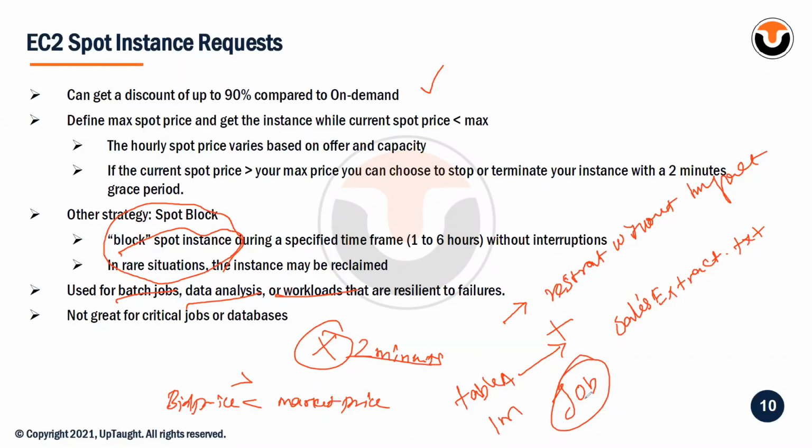What happens when the job fails? All you do is create another spot instance with a bid a little higher, and then restart it. That's what they call being resilient to failures. This cannot be used for critical jobs or for databases which require high integrity and cannot fail while running. Okay.